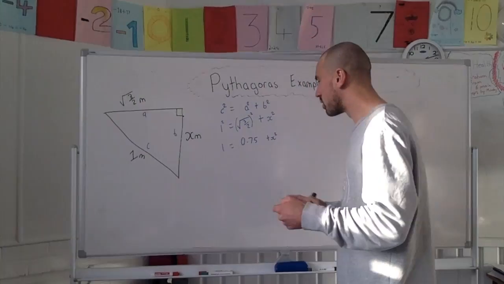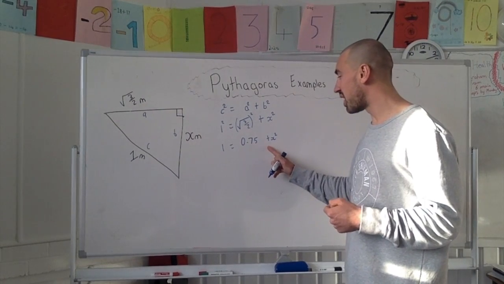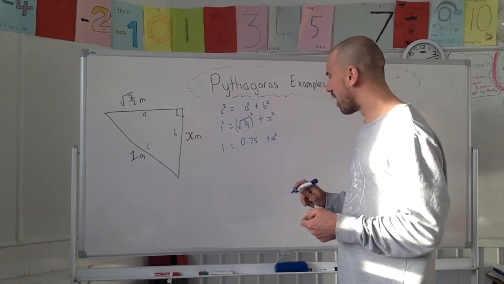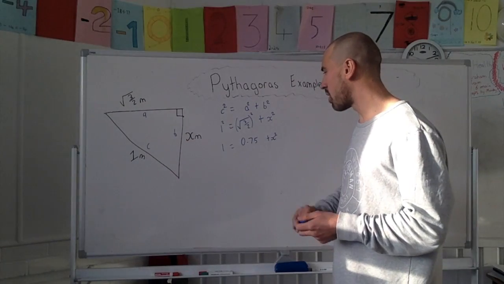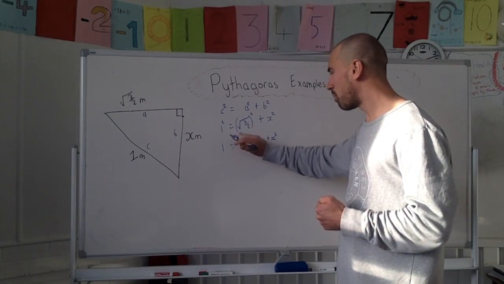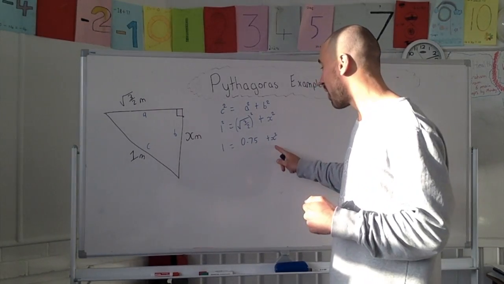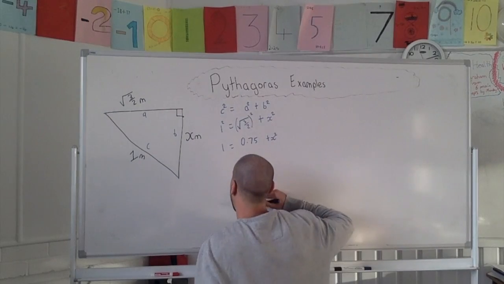Alright, cool. So 1 equals 0.75 plus x squared. Apologies for the messy handwriting. Now we want to get this x squared by itself. So we've got positive 0.75 there. We can take that away. If we take it away from this side, we need to do it to the other side as well.